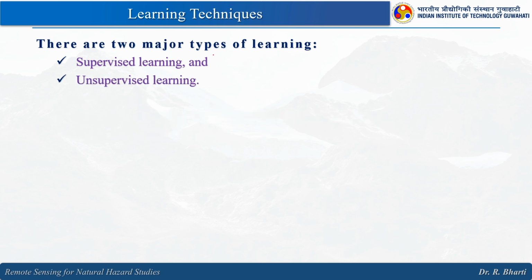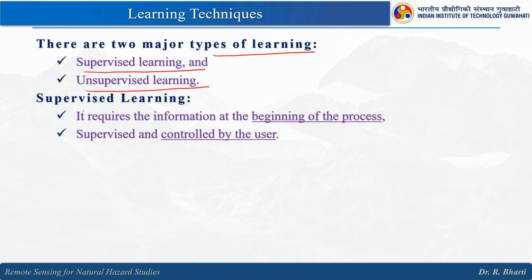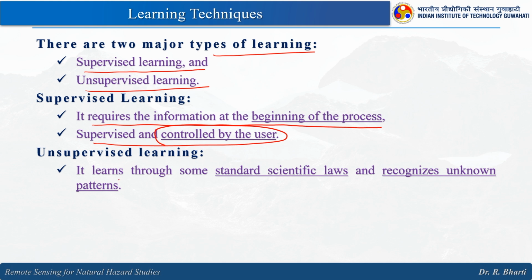So, there are two major types of learning. As we discussed, supervised and unsupervised. Supervised learning requires information at the beginning of the process from the analyst and it will be completely controlled by the analyst or the user, right. Unsupervised learns through some standard scientific laws and recognizes unknown patterns using the data statistics, right.